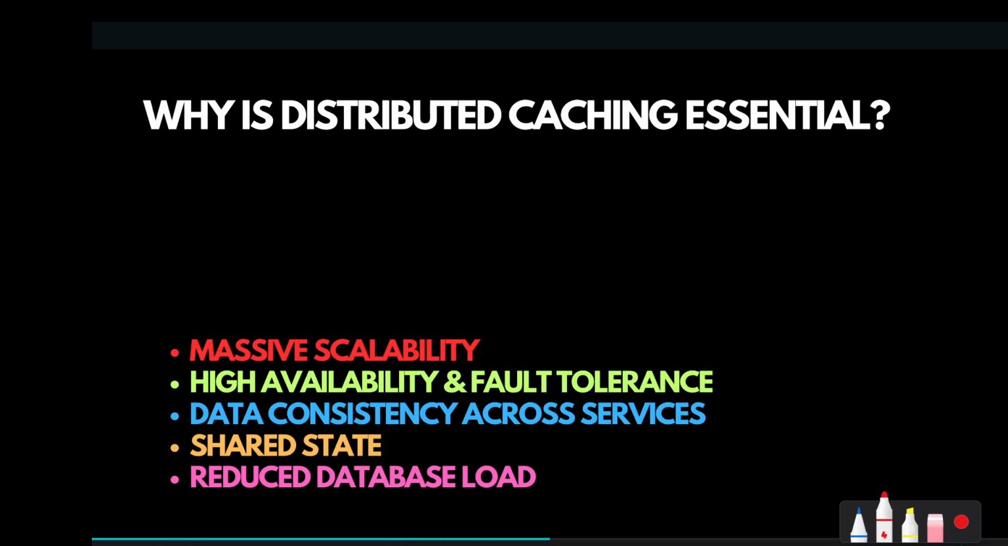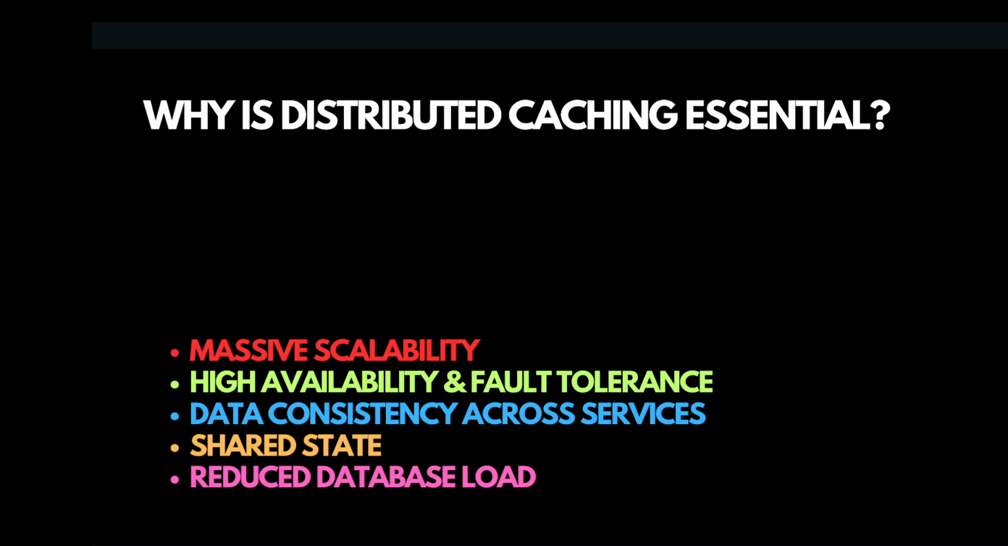Okay, so why is distributed caching essential? Distributed caching becomes absolutely necessary for modern large-scale applications for several reasons. Number one, massive scalability. It breaks the memory and processing limits of a single server. You can add more cache nodes to increase total cache capacity and handle more concurrent requests as your application grows.